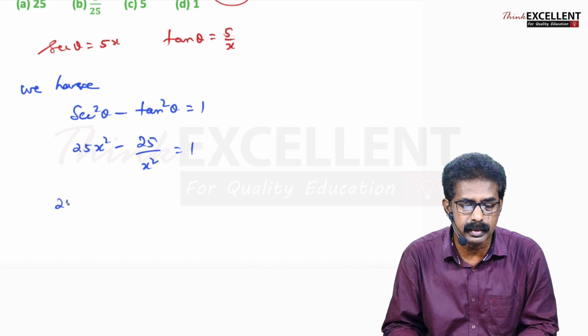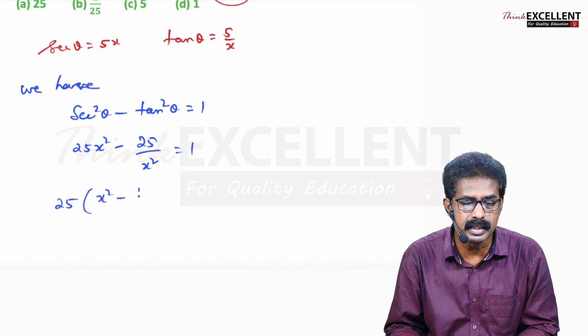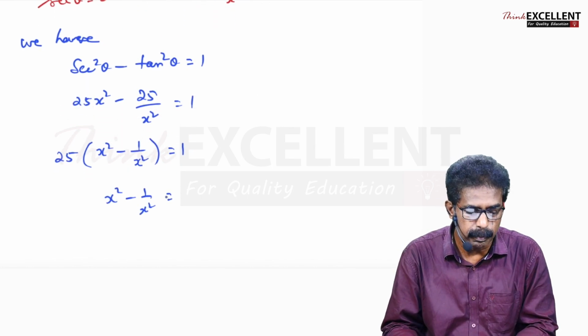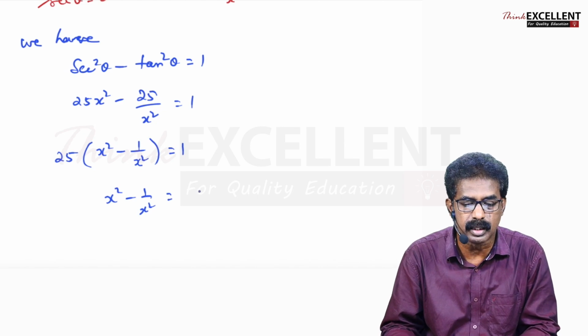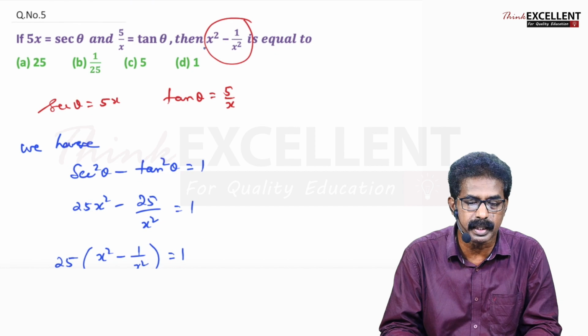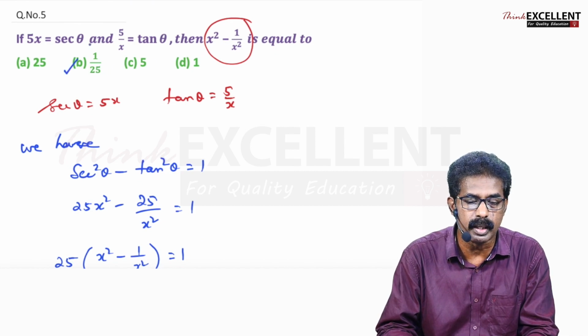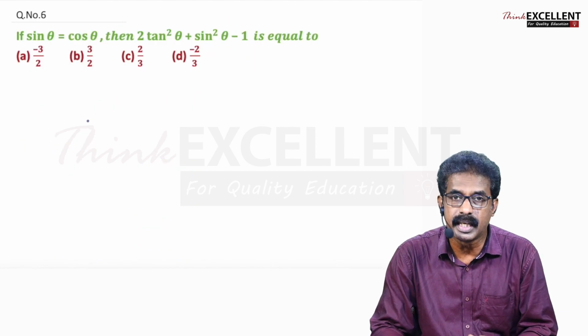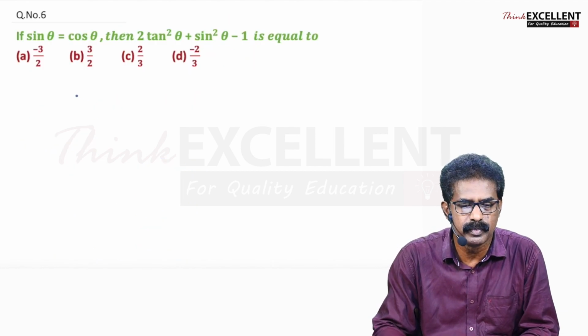Take 25 common. X square minus 1 by x square equal to 1. So x square minus 1 by x square is, bring that 25 to the denominator, so you will get 1 by 25. X square minus 1 by x square they ask. The answer is 1 by 25. So option number B. Now let's move on to the next question, question number 6.